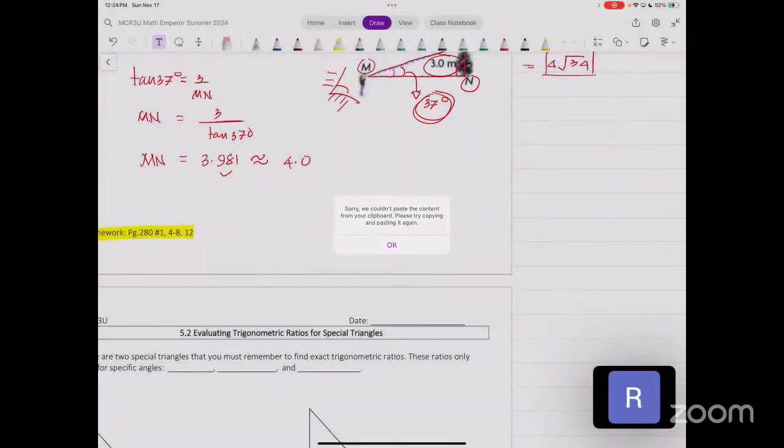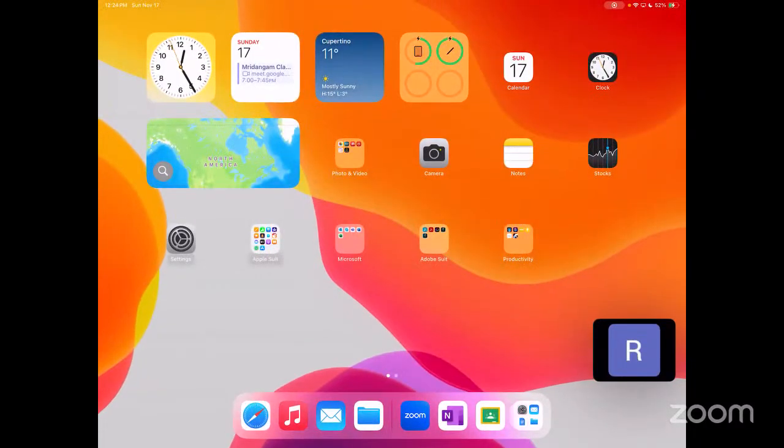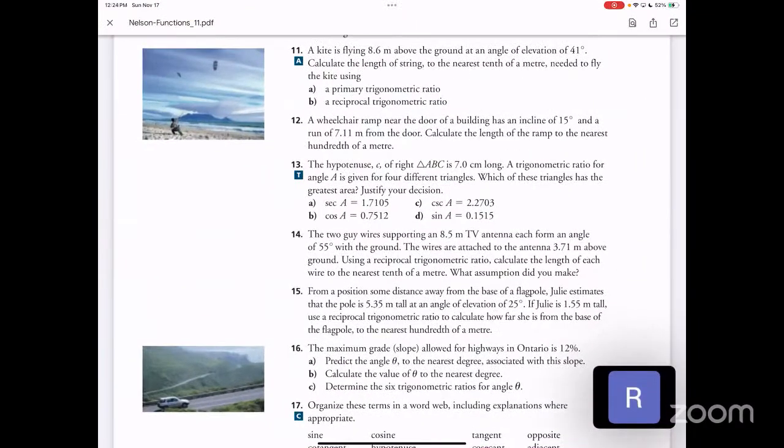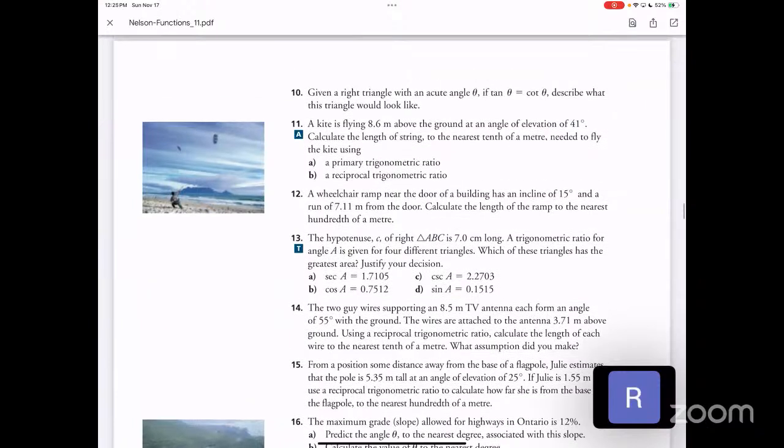Okay, so I will just show the question here. All right, guys, you're looking at number 11. The kite is flying 8.6 meters above the ground at an angle of elevation. Calculate the length of the string to the nearest tenth of a meter needed to fly the kite, using a primary trigonometric ratio or a reciprocal trigonometric ratio.